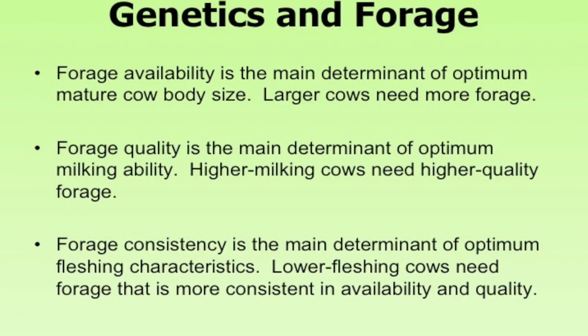Forage quality is the main determinant of optimum milking ability. So higher milking cows are going to need a higher quality diet, a higher quality forage. And forage consistency is the main determinant of optimum fleshing characteristics. So lower fleshing cows need forage that's more consistent and available and quality, so there can't be these breaks in the system. Higher fleshing cows have the ability to put on extra condition when times are good, when forage condition is really good and high quality. But then they will lose some of that condition when those conditions begin to drop off.